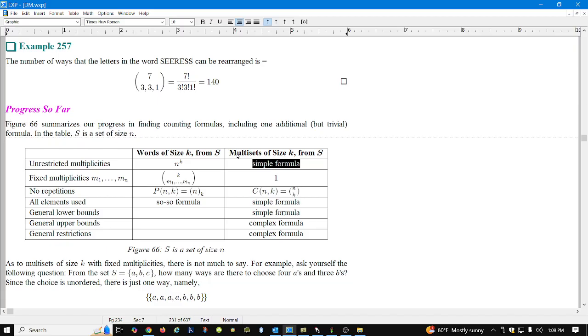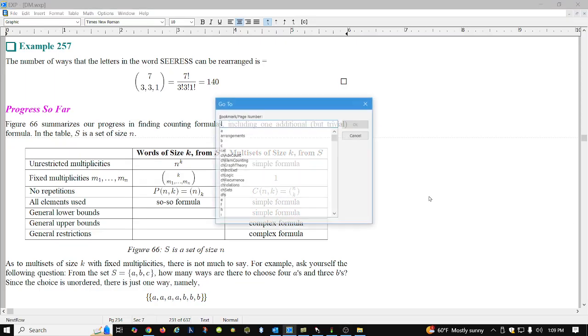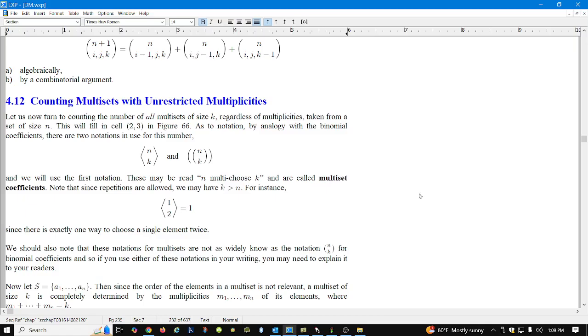We're going to look at multisets of size k taken from a set of size n with unrestricted multiplicities on the elements, meaning, of course, the natural restrictions. No element can appear less than 0 times, a negative number of times, and no element can appear more often than the size of the multiset.